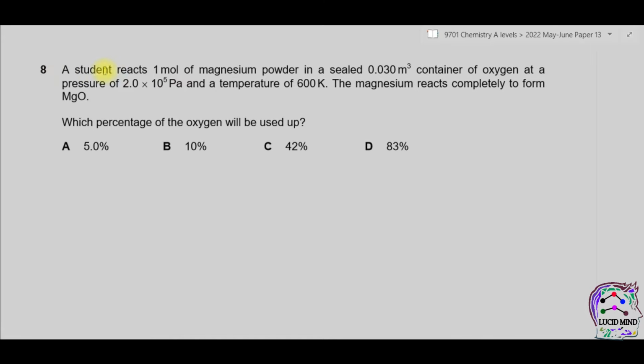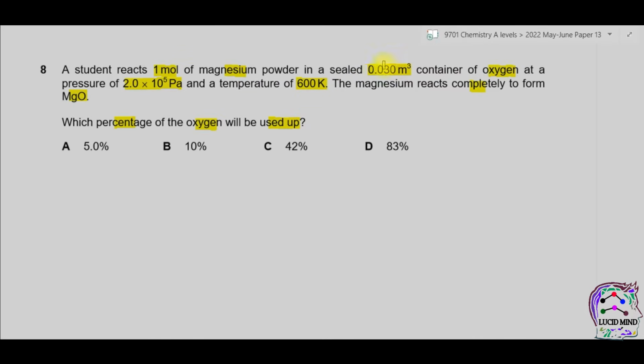Question number 8. A student reacts 1 mole of magnesium powder in a sealed 0.030 meter cube container of oxygen at a pressure of 2 exponential 5 pascals and temperature of 600 Kelvin. The magnesium reacts completely to form MgO. What percentage of the oxygen will be used up? So let's see how much oxygen is used up and how much oxygen was present in total.